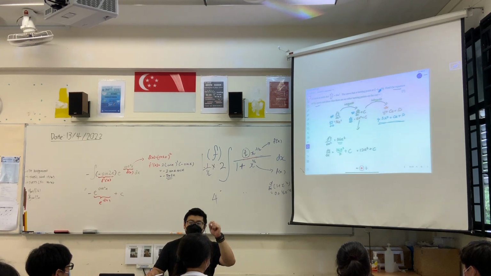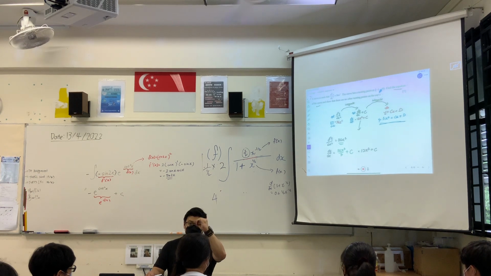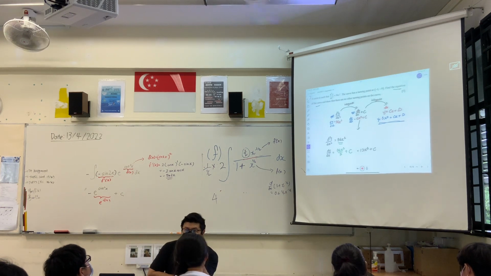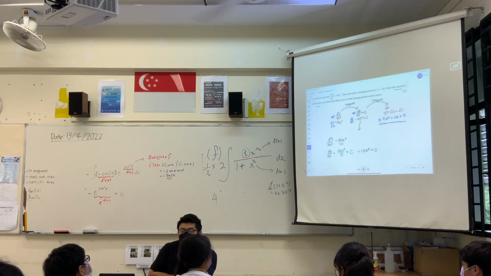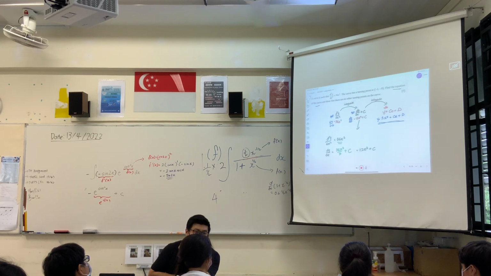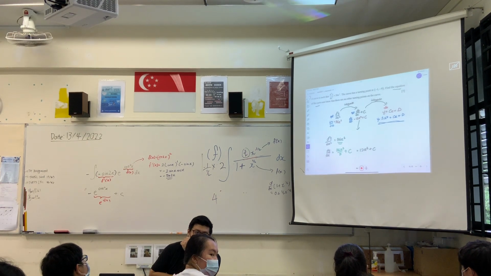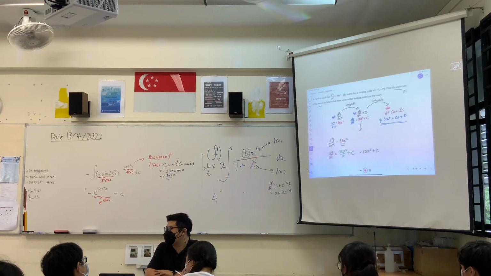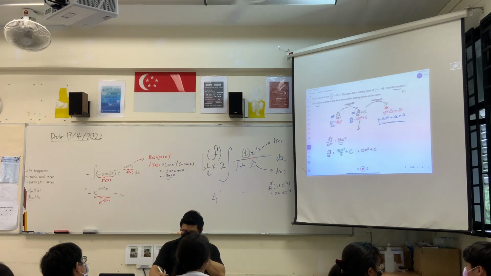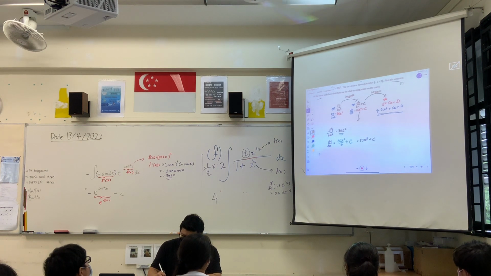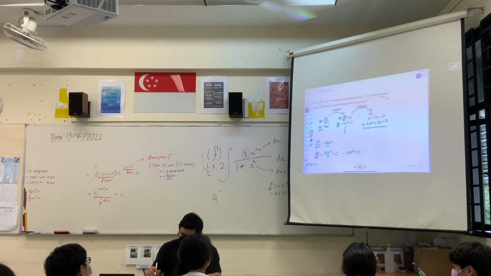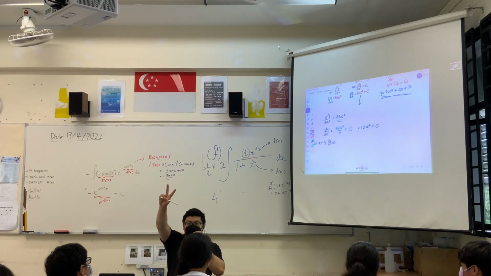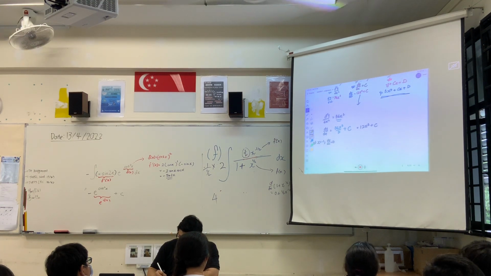Turning point means what? Your dy dx is 0. Turning point, dy dx is 0. So that x equals to -1, your dy dx is 0. I sub these 2 points in. So I sub this one as 0.